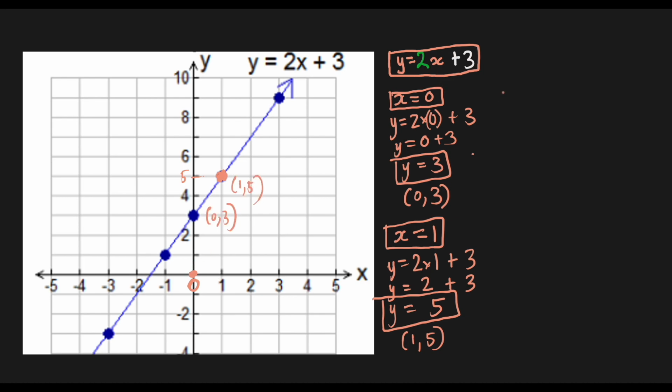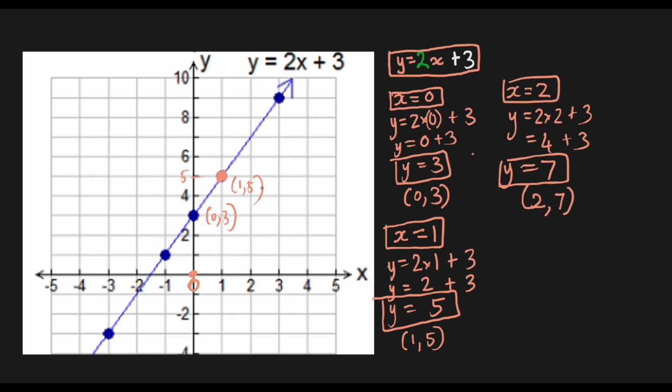So if we try that now for x is equal to 2, we could say y is equal to 2 times 2 plus 3, which is going to be 2 times 2, 4, plus 3, that's equal to 7. When x is equal to 2, y is equal to 7. So therefore, the coordinate for that would be 2, 7. Okay, so at this point is 2, 7. So basically, that's how we get these coordinates.